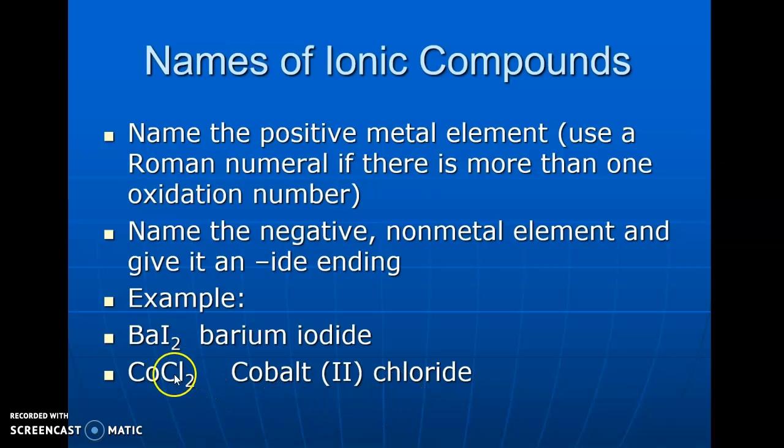So we can undo the crisscross. That's the easiest way to figure it out. I would take the 2 from the chlorine and go back and give it to the cobalt. So that makes this cobalt, Roman numeral 2. Chlorine becomes chloride.